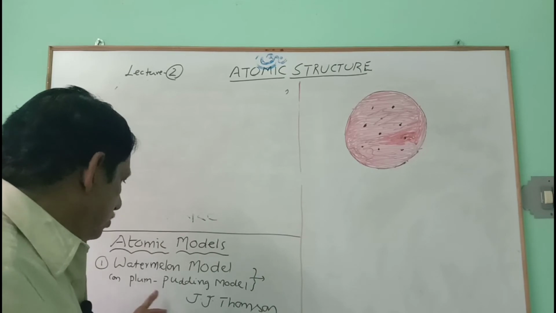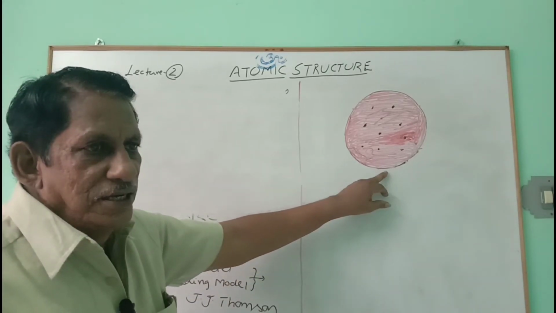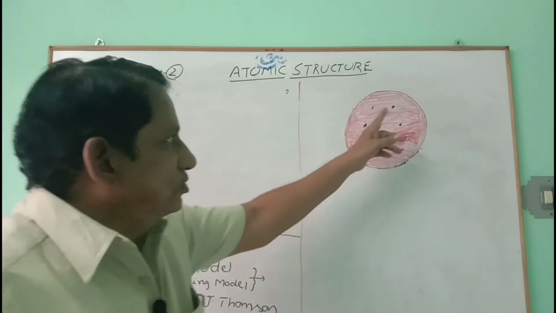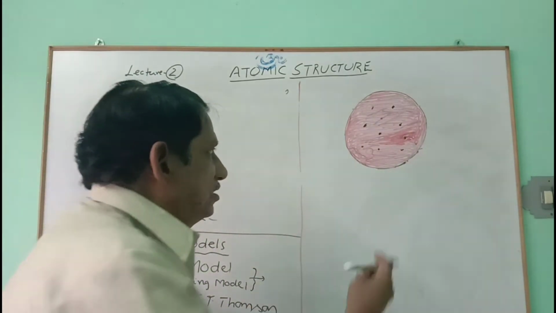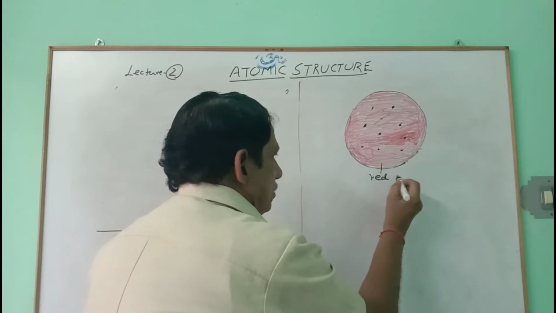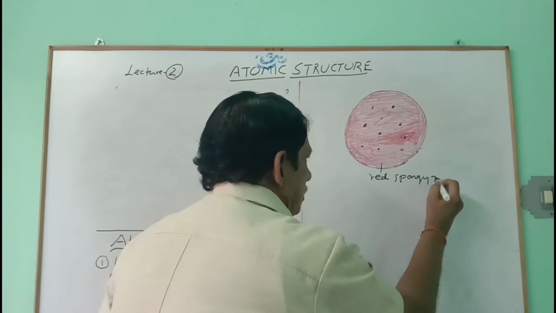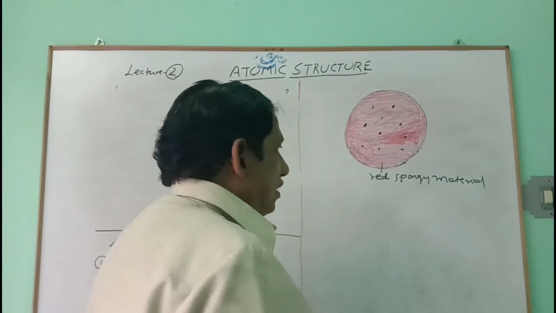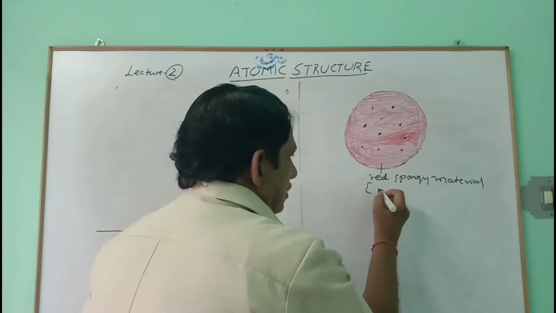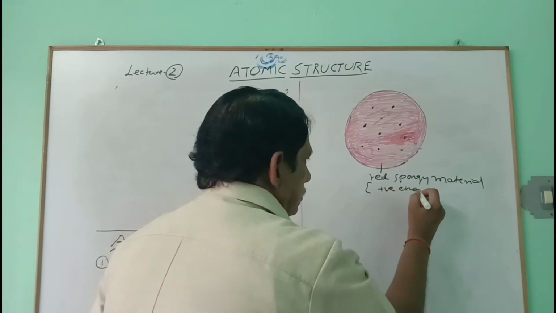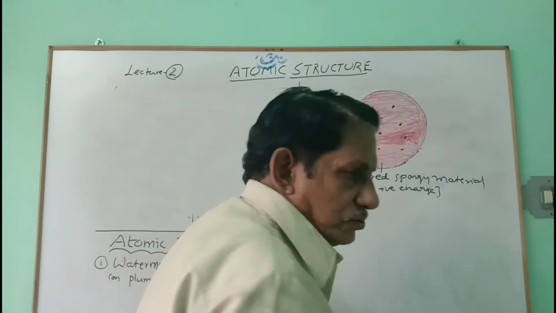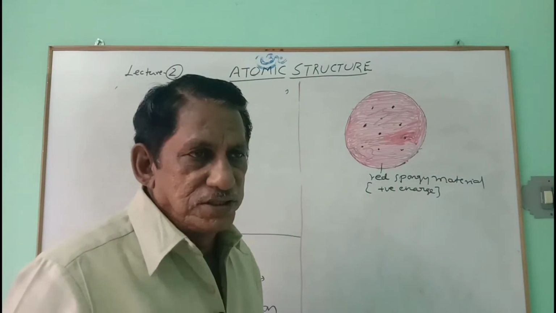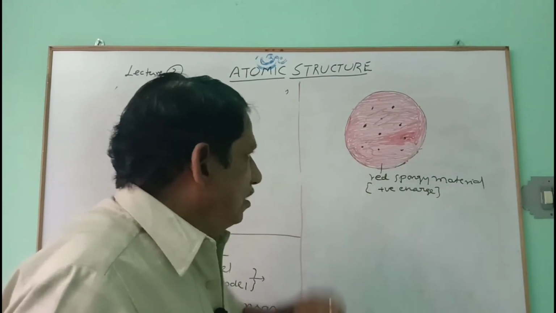If you take the cross section of the watermelon, this is the shape of the watermelon, and inside there is red spongy material. This red spongy material is taken as the positive charge. In this way, the positive charge, namely the protons' whole charge, is completely dispersed throughout the atom, just like the red spongy material in the watermelon.